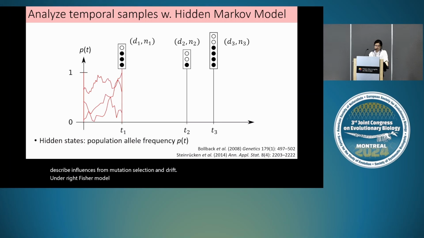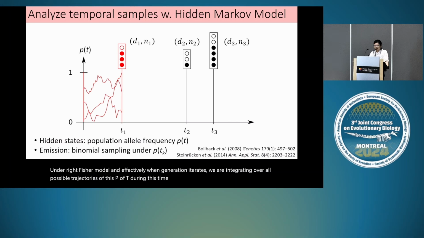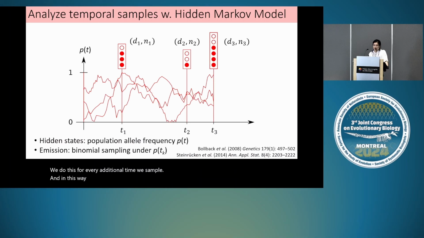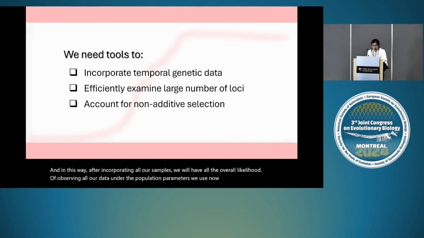And effectively, when generation iterates, we are integrating over all possible trajectories of this P of t during this time period. Then when we take a sample at this given time, say T1, the emission probability can be the binomial sampling likelihood of observing such a sample given the underlying frequency distribution at this time. We do this for every additional time we sample, and in this way, after incorporating all our samples, we will have the overall likelihood of observing all our data under the population parameters we use. Now recall how we want our tool to be.